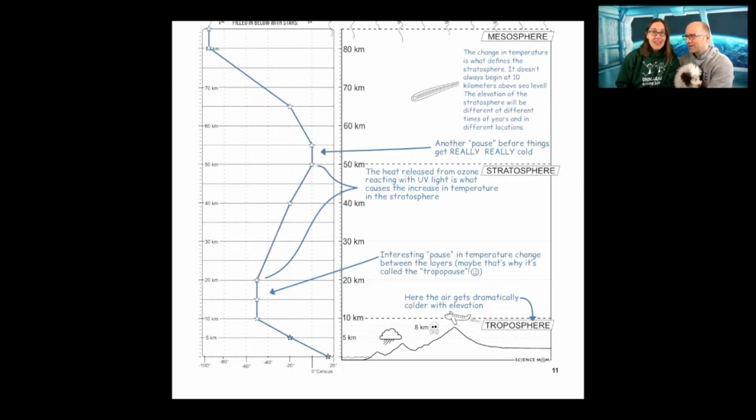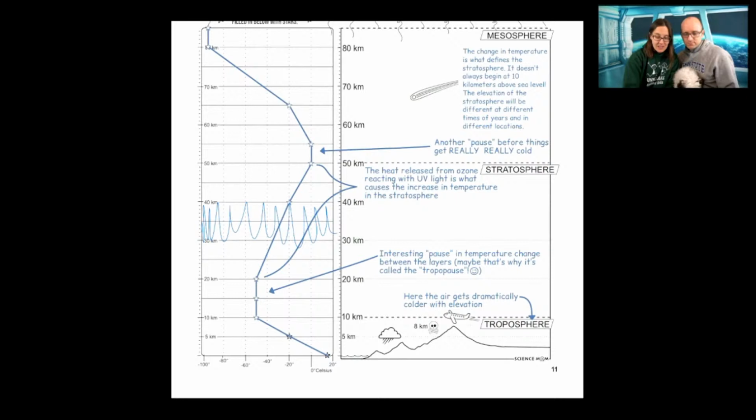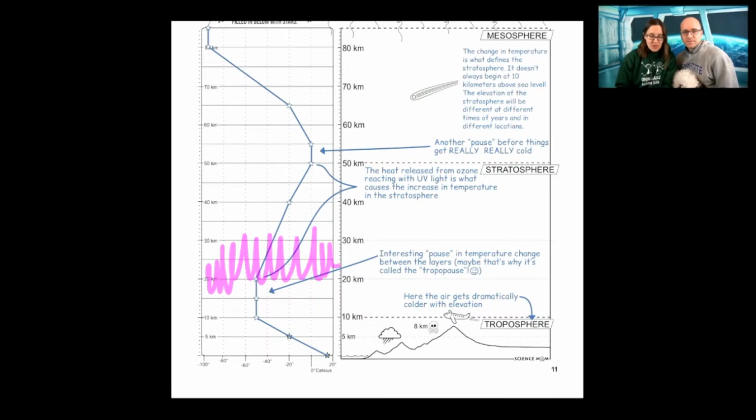Wait, why is it getting warmer? It's getting warmer because of the ozone layer. And you might have remembered from other things that we did that our ozone layer is actually right around here. So if our ozone layer is here, then why is it warmer above it? Thanks, Math Dad. Math Dad saved me. So there's our ozone layer, more or less, but the warmest temperature is up above, and this is because heat rises. So the ozone layer is what's warming that entire layer of the stratosphere. And then up here, we have another pause called the thermopause.